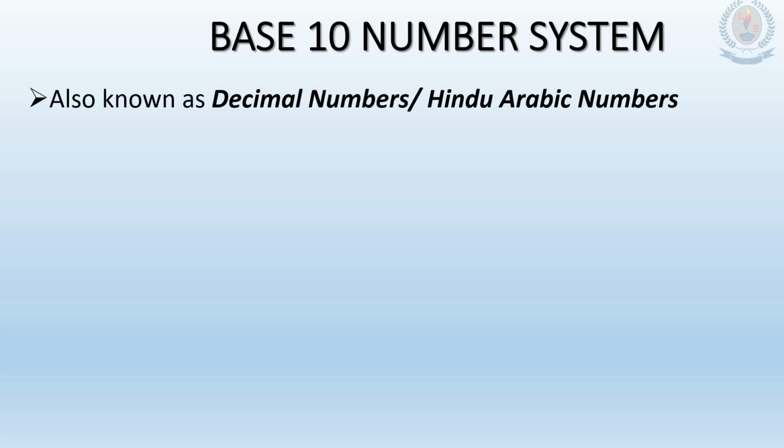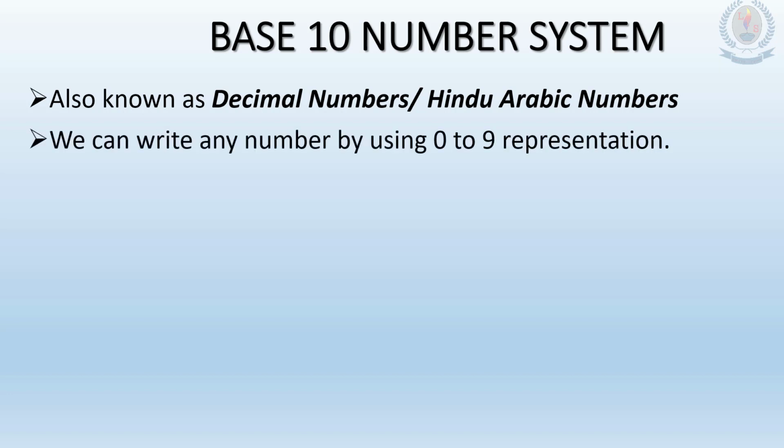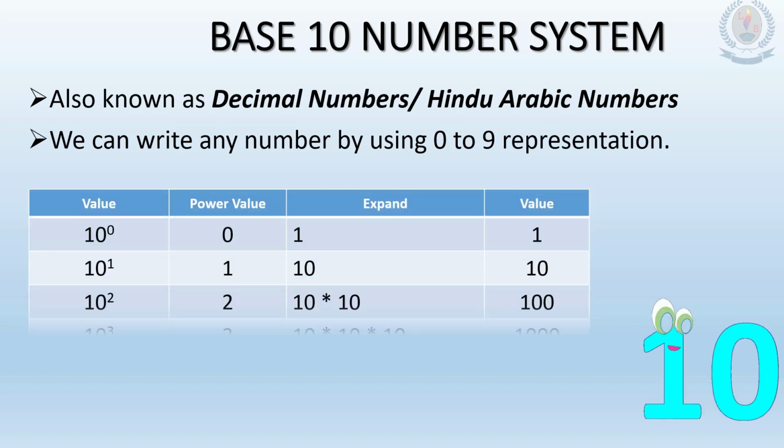So again we use numbers. And the base 10 number system, the next topic, is also known as the decimal number system or the Hindu-Arabic number system. So this is the number system we use. We use all the other numbers with this combination of base 10 digits. So we can write any number by using 0 to 9. When it comes to base 10, the digits are 0 to 9. All the other numbers are combinations of those digits.